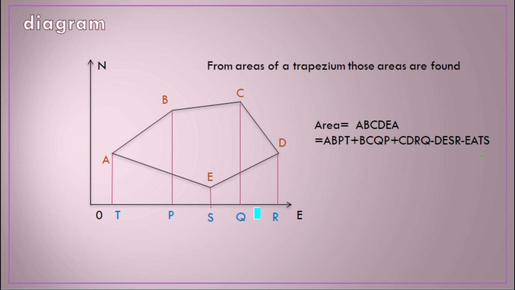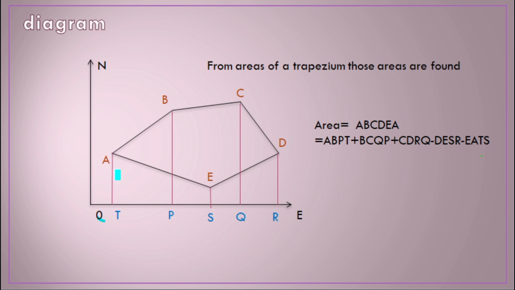So the total area A, B, C, D, E, A, this full area found within our boundaries, can be located by dividing it into smaller sections. So here we have area A, B, P, T. These are random initials we choose. So AB, PT, as you can see, are trapezium.